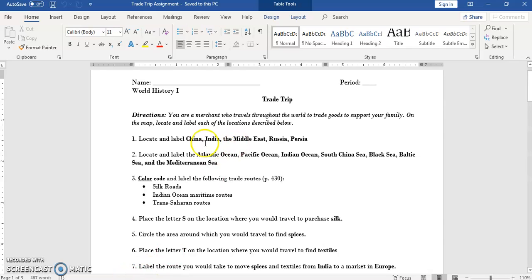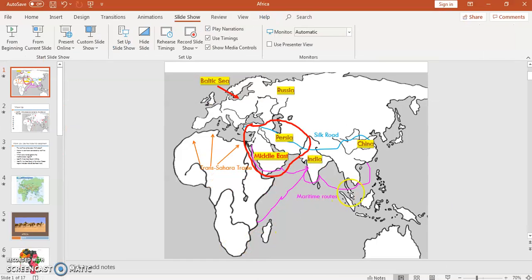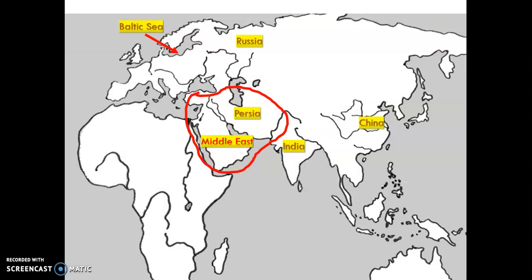Some of the things that you're asked to label aren't on page 430. So you can use this page here, it will help you out. On this slide, if you want to pause it, you can add a couple of things. So the Baltic Sea is up here. Russia is right here. Persia is right here in what's modern day Iran. Then here's India, and then China. The area I circled in red, that is the Middle East. So you can label that. You can pause this video and label those on your map.